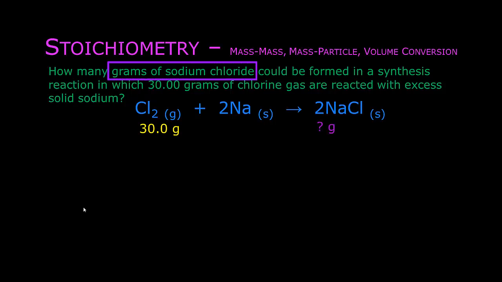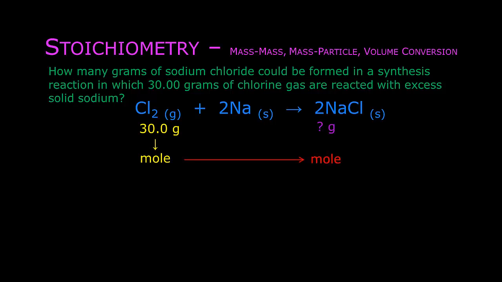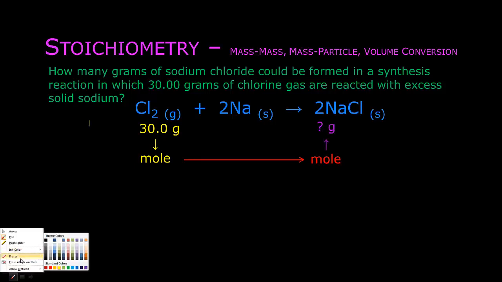So we're going to draw our mole map from grams of chlorine. We always have to go to moles of chlorine first, and then from moles of one substance we can transfer to moles of another substance or convert. So we're going to convert to moles of NaCl, and then lastly from moles of NaCl we can convert to grams of NaCl. So this is the map that we are going to follow. Alright, let's go ahead and set it up.